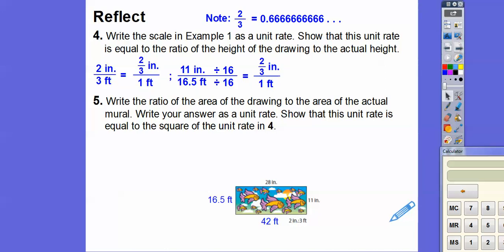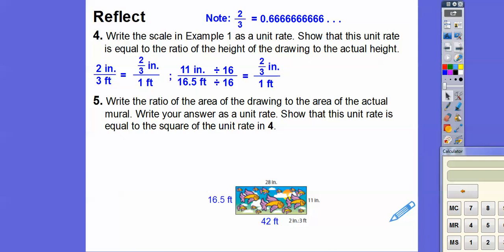All right. So number 5 says, write the ratio of the area of the drawing to the area of the actual mural. Okay, so remember our areas. I forgot what our area was. We'll come back to that. It was whatever 16.5 was times 42 feet. Okay, so write your answer as a unit rate.